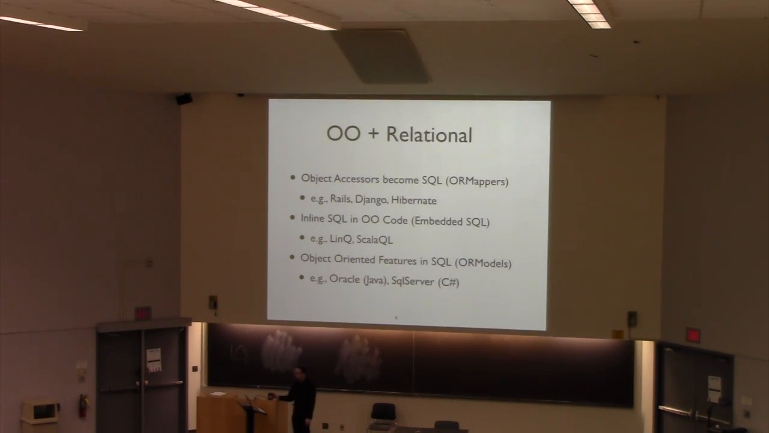So there are what are called object relational mappers. This is basically programming language extensions that allow you to take an object-oriented programming language and run SQL queries against it, or more precisely, to have the objects themselves stored in a typical relational database, both as a form of persistence and as support for querying. Rails, Django, Hibernate are good examples of this.